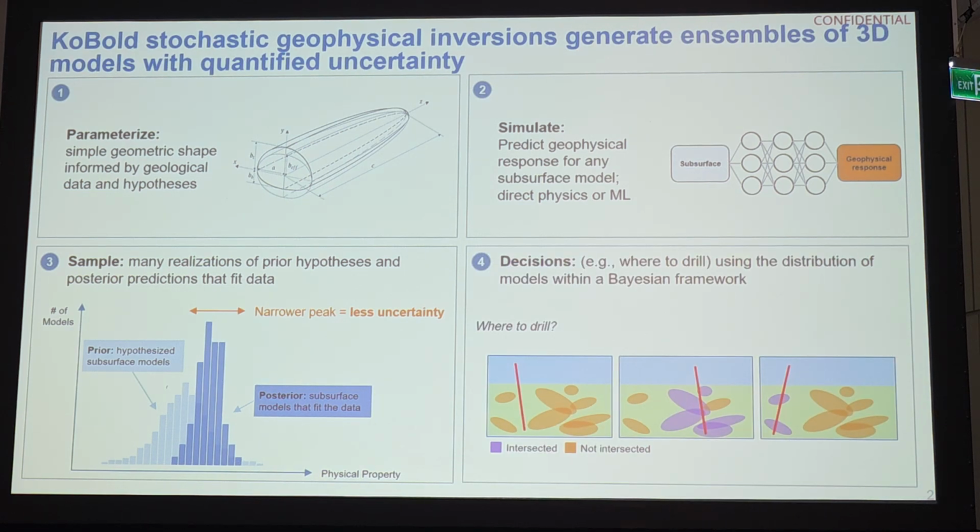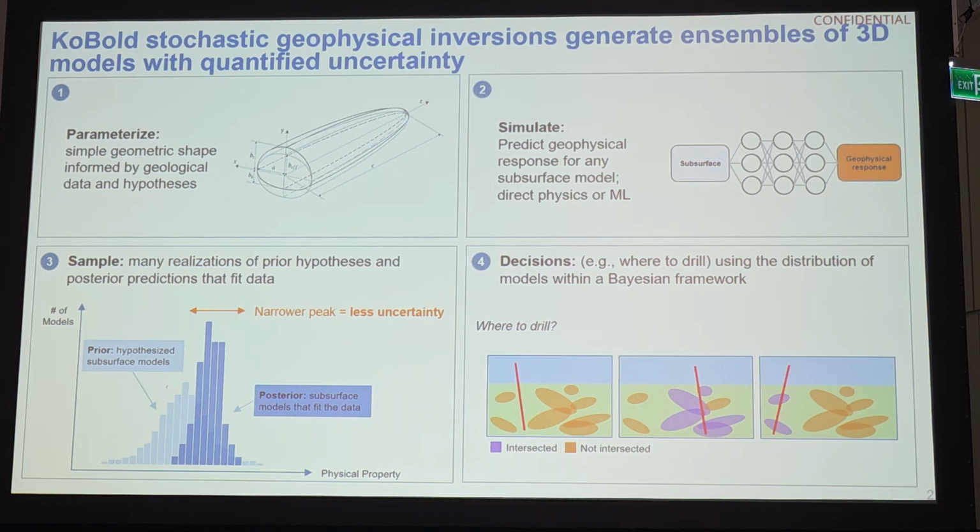So once we've done this hundreds of thousands of times, we've got a large set of models. This is our posterior ensemble. And we can use statistics to analyze that ensemble of models that all fit the data equally well and make decisions about how we're going to target the features that we're looking for. There are a few ways we can use that. The most obvious way is the panel in the middle there that says, all right, let's just go for the point where we're going to hit the most of the models in our subset. That's the highest probability of success, if you will.